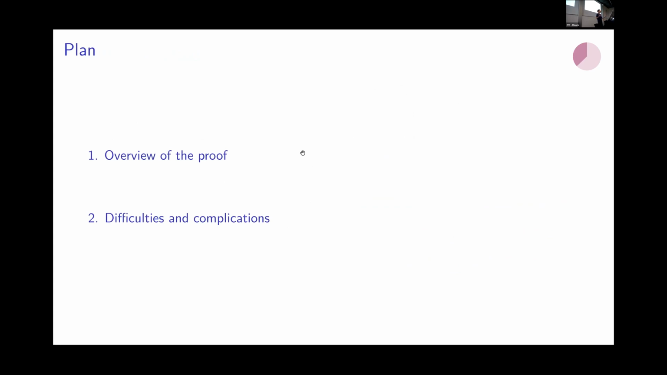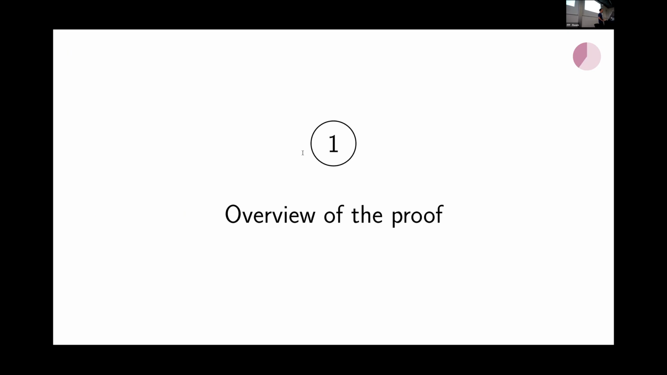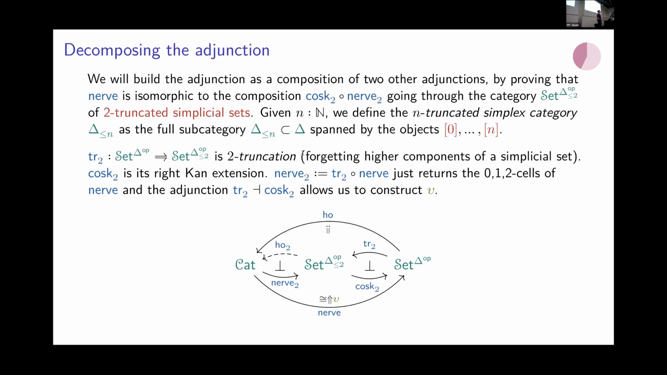Okay, so I'm going to give you an overview of the proof, and then I'll go into some of the complications that arose along the way while we were trying to do this. The basic idea is that we're going to construct this adjunction as a composition of two adjunctions. Here's the nerve, and we want to construct the left adjoint ho. So ho is the homotopy functor. And then we're going to split it up into these two pieces. So we're going to introduce this middle bit.